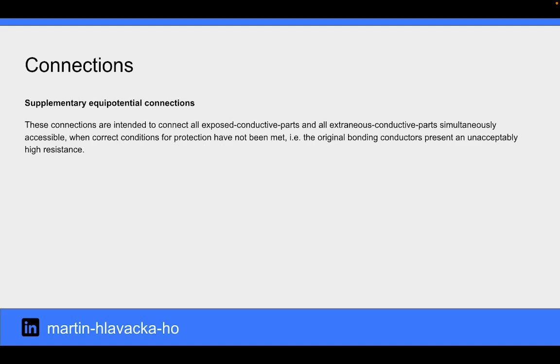Supplementary equipotential connections. These connections are intended to connect all exposed conductive parts and all extraneous conductive parts simultaneously accessible when current conditions for protection have not been met. For example, when the original bonding conductors present an unacceptably high resistance.